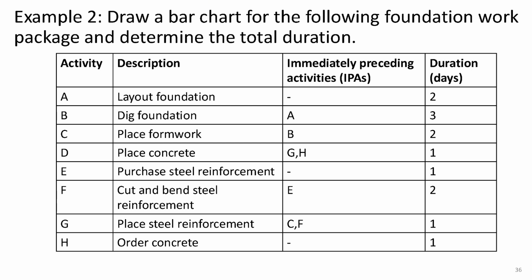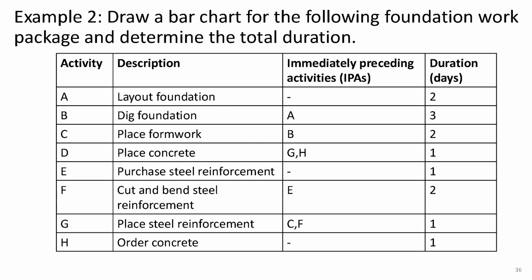By looking at this column, you can understand the relationships between activities and figure out the sequence they need to follow. For example, activity A, layout foundation, doesn't have any IPAs, so it can start right when the project starts. There's no dependency with any other activities. But activity B, dig foundation, has to wait for activity A, layout foundation, to be completed. You can't start digging until the layout is done. The last column in this table gives the duration of each activity in days, just like in the previous example.